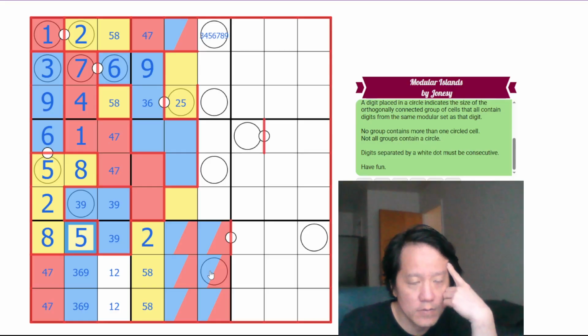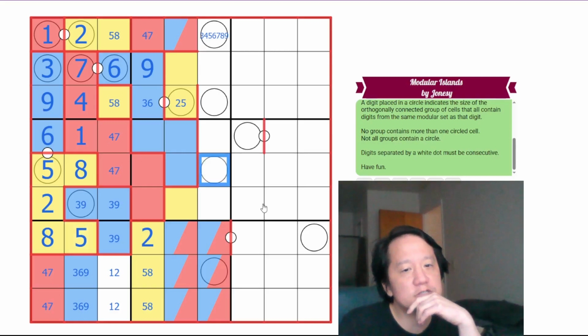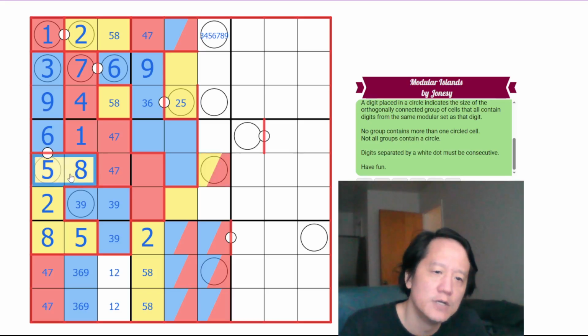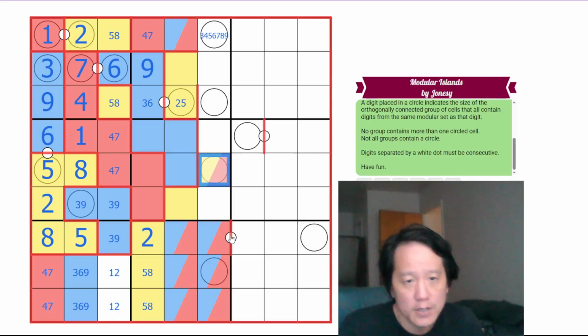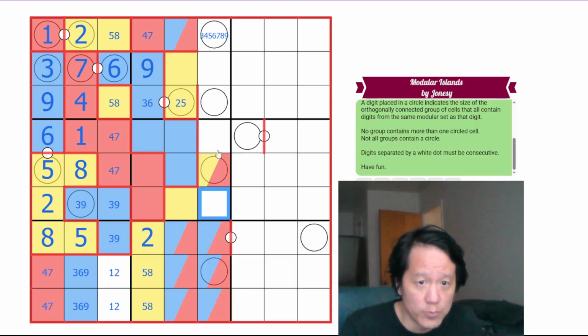Okay. This digit, if it's red, can work if it's a 1. Otherwise, it's 2 in size. Interesting. So this has to be red or yellow, and if it's yellow, it has to be 2 because of the 5, 8 in the row. If it's red, it cannot be 4 or 7. The reason why we know that is if it's red, there are no more reds in the box available because we have 2 of them already here.